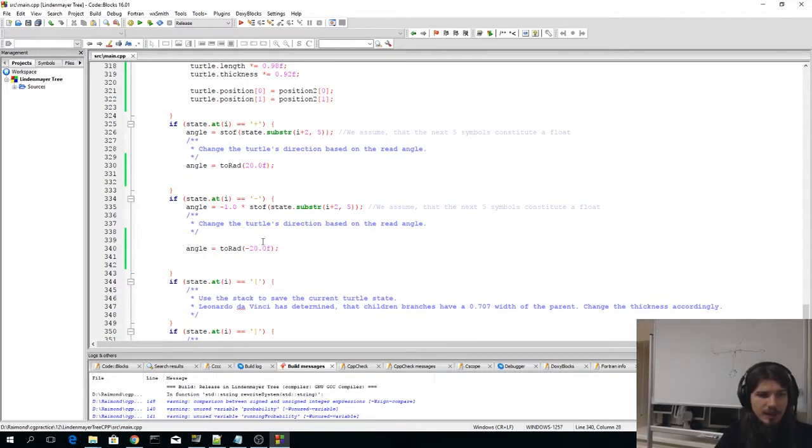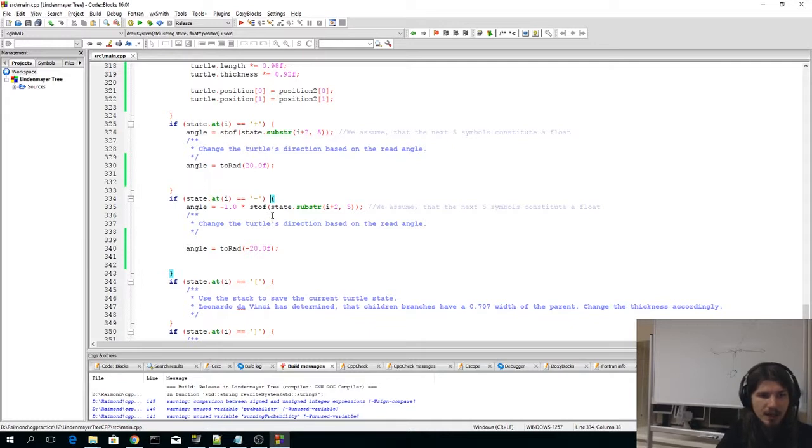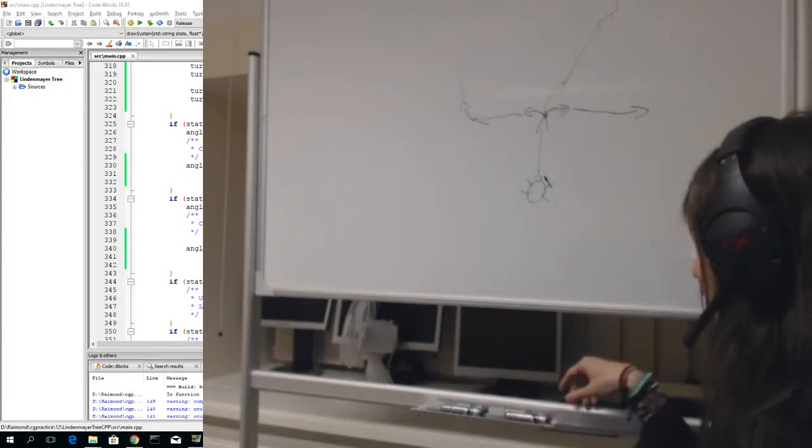Now, there's also one important thing, so plus and minus, and in the task description you can read that plus is supposed to rotate to left and the minus is supposed to rotate right. So this left is probably like counterclockwise and right is clockwise. So this is something we also have to keep in mind here. And now the question is how to rotate the turtle's direction based on the angle. And this is something that we have done many times in this course.